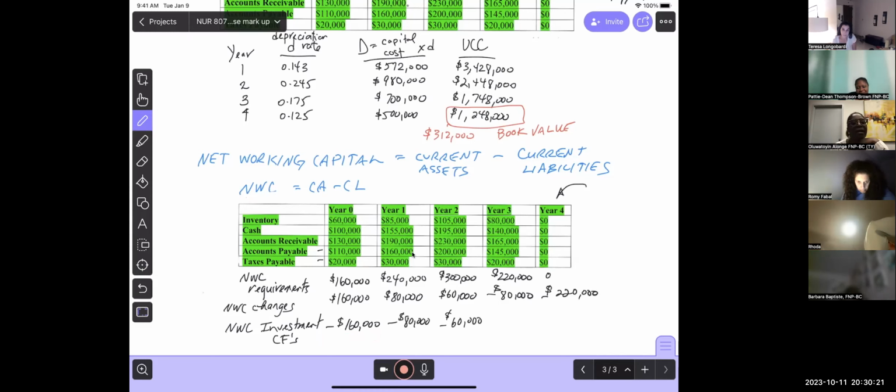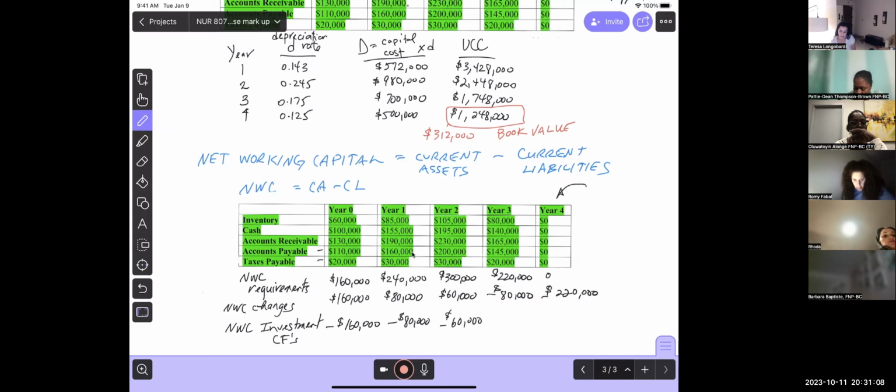Sorry, does it mean anything that that line of NWC changes, if you added everything, it all becomes zero? Is that significant? Yeah, if you added 160 plus 80, that's 240. 240 plus 60 is 300. Minus 80, that becomes 220. Minus 220, zero. So I was wondering if it was significant. Well, the fact is that these are all happening at different points in time, so you can't really add them, because of time value of money. Okay, I'll have to think about that.